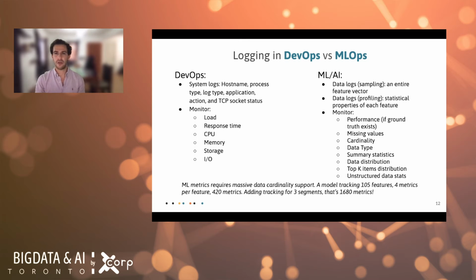Now, let's talk about what logging looks like in DevOps versus what it might look like in MLOps. So in DevOps, we're monitoring applications that are running on top of systems. So we might take some system logs like the host name, a process type, a log type, an application, an action, TCP socket status. We might be monitoring certain things about the underlying hardware that's actually running the application. So like CPU, memory, storage, IO. We might be monitoring stuff like the response time and the load. All of these things are helpful to monitor and very important to log so that we can monitor them.